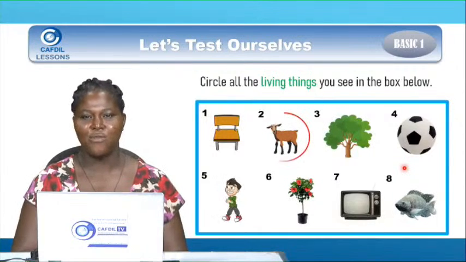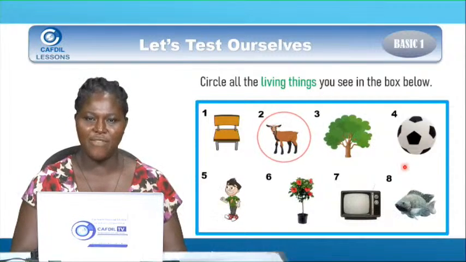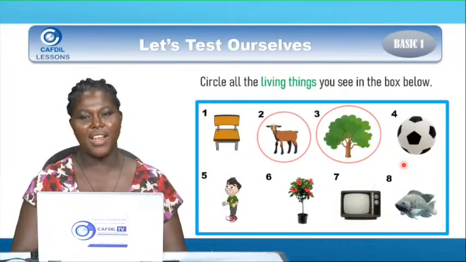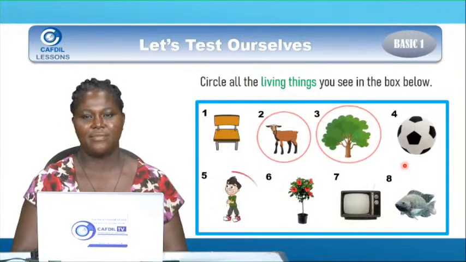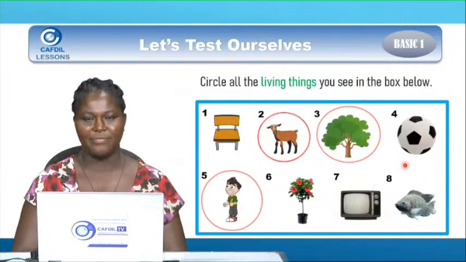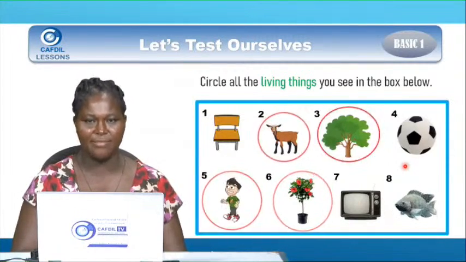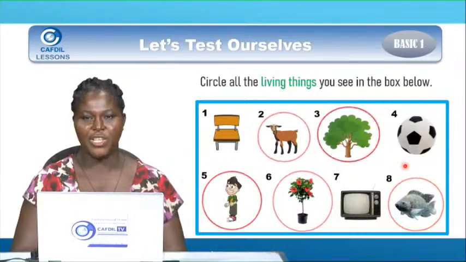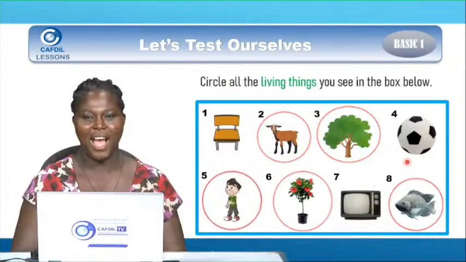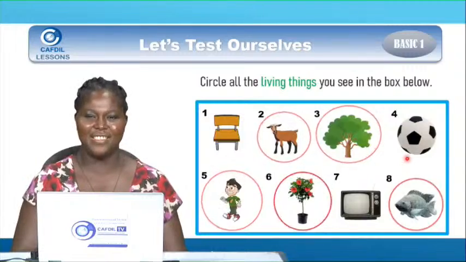Now first, we have goats. The goat is a living thing. Now the tree is also a living thing. Now the boy is also a living thing. Now the flower is also a living thing. And the fish is also a living thing. Now next time, I will call you one after the other and then you tell me the answers.